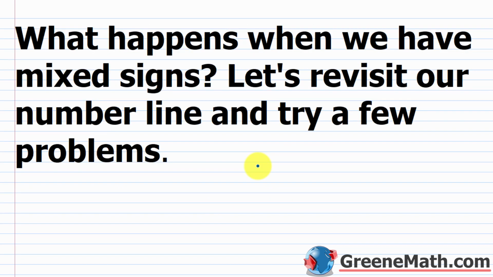All right, so now let's move on and talk about the more complicated scenario. This is where we're going to add 2 integers with different signs, or sometimes you'll add more than 2 integers. So you'll have many integers that you're trying to add and the signs are mixed. So what happens when we have mixed signs? Let's revisit our number line and try a few problems.